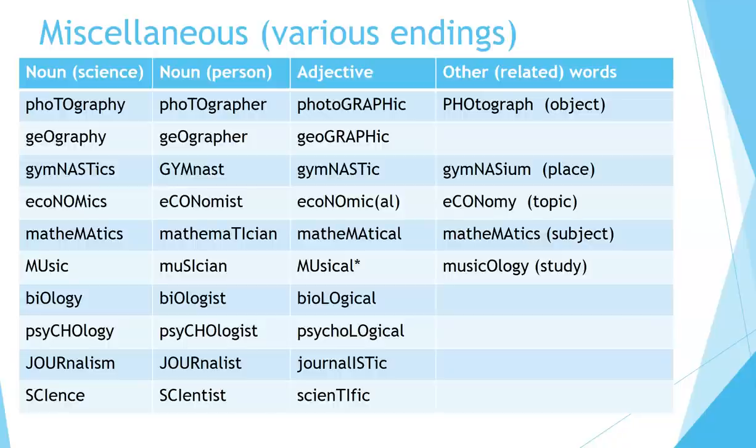The first column is noun, and we're talking about science or an activity or a field. Sometimes a hobby. The second one is a noun, and we're talking about a person here. The third one is the adjective form, and the fourth column is other related words. They can be just about anything, mostly nouns here. Okay, let's look at the first row. Photography, photographer. Photographic, photograph.